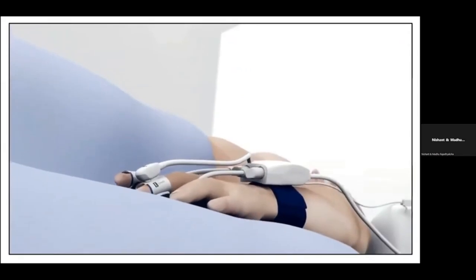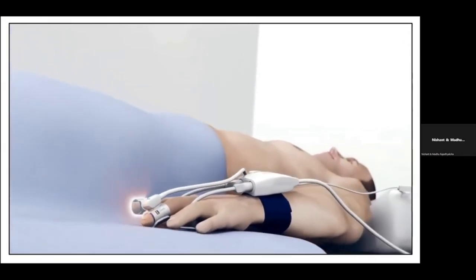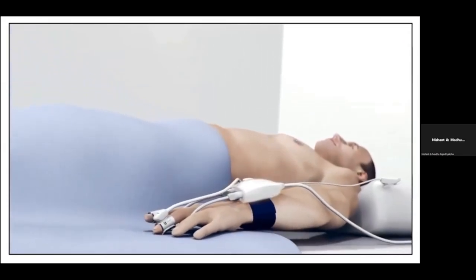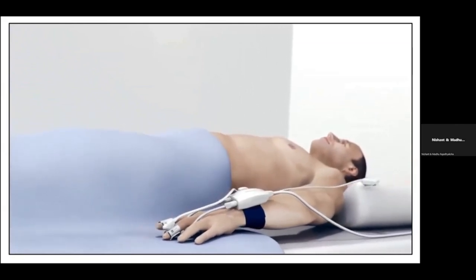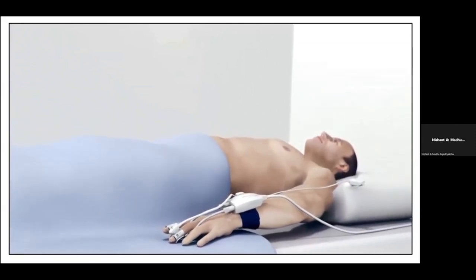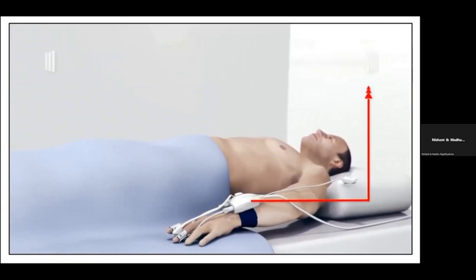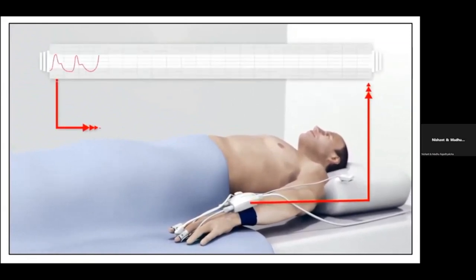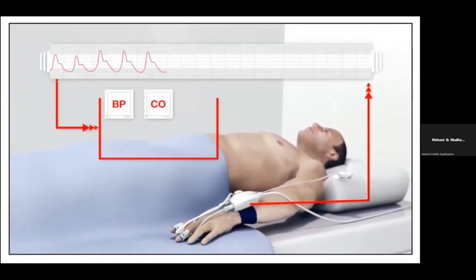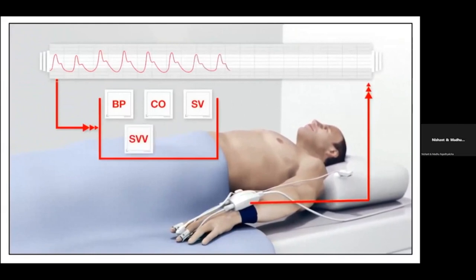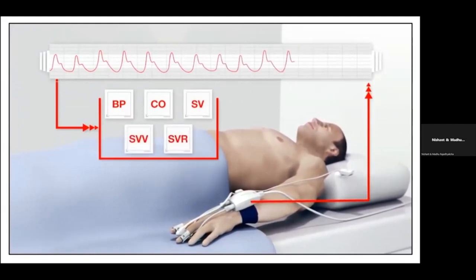The ClearSight system is comprised of the ClearSight non-invasive finger cuff, pressure controller, heart reference sensor, and hemodynamic monitor. The system provides real-time, continuous beat-to-beat blood pressure, cardiac output, stroke volume variation, and systemic vascular resistance.